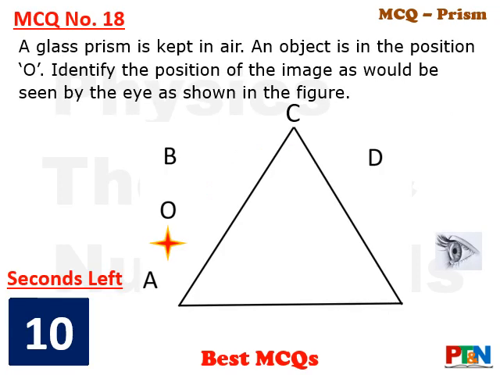Next MCQ. This is the last MCQ of this video. A glass prism is kept in air. An object is in the position O. Identify the position of the image as would be seen by the eye as shown in the figure. Options are given A, B, C, D. You need to find out the position of the image. Your timer for 10 seconds starts now.